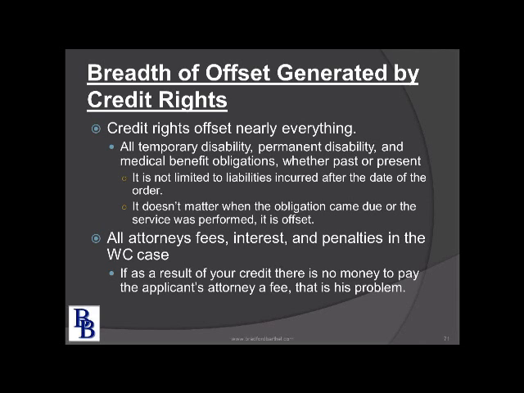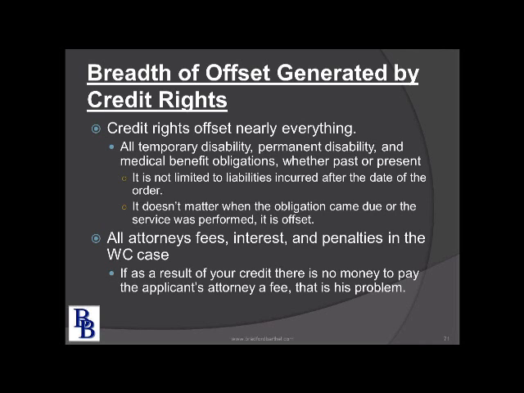Now, what's important to understand here is how broad this is, because some people don't always get this. A third-party credit right covers practically everything. It covers temporary disability and permanent disability and medical obligations, every bit of the compensation you owe your employee. And it doesn't matter when it's incurred. This could be a bill that comes due tomorrow, or a bill that's sitting on your desk that was incurred yesterday or the day before. So long as you haven't paid it already, it's still owed. It also covers, by the way, attorney's fees and costs.